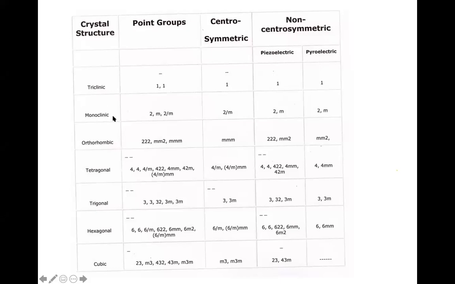Monoclinic system, just now I told you, is identified by two-fold rotation, mirror plane, or a combination. You can see clearly.